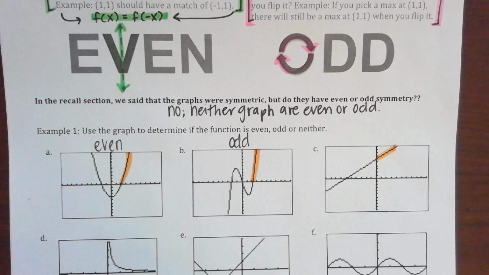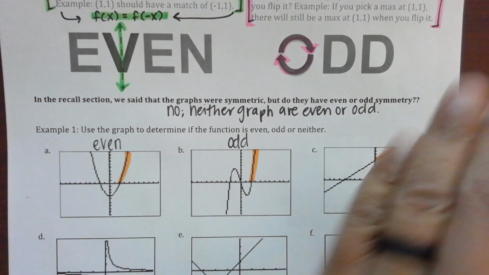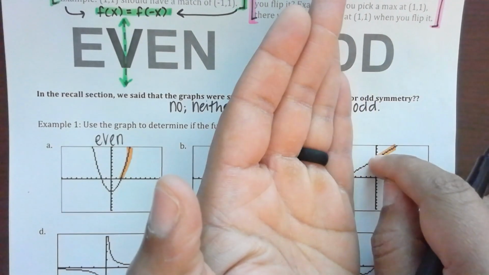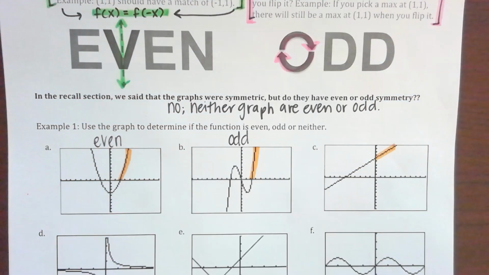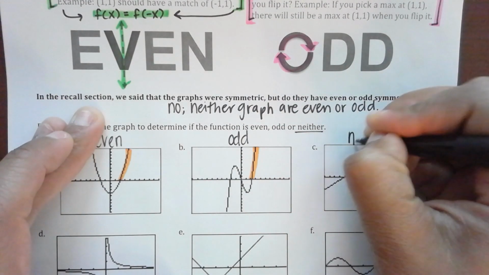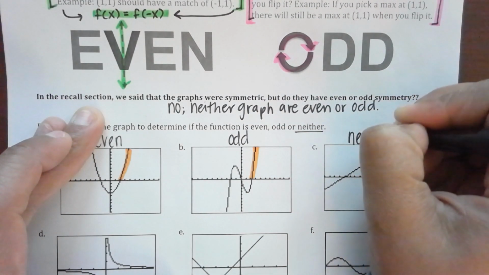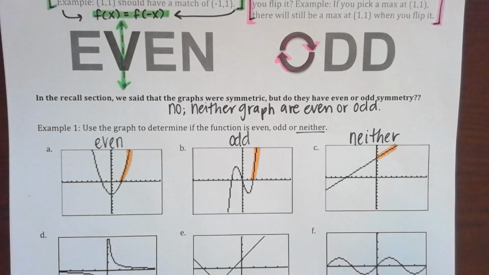Looking at C, if I chose this piece right here, think about it. If I were to take this piece and flip it, is there another piece going like this on the other side? No. If it's not even, is it crossing through the origin? Then it can't be odd, so it must be neither. Thank you. There are 3 possible answers. No more, no less. It's either even, it's odd, or it's neither. Any questions there?